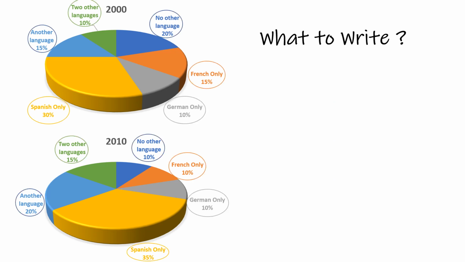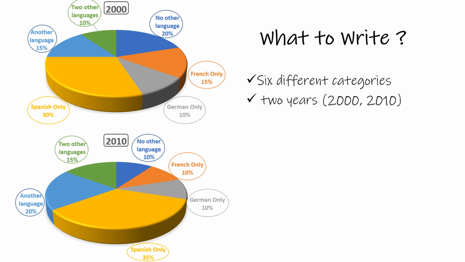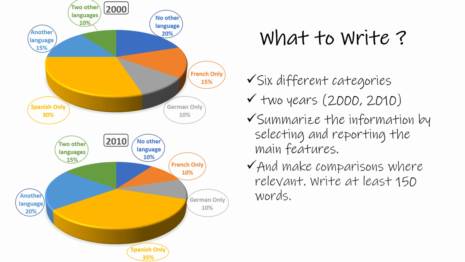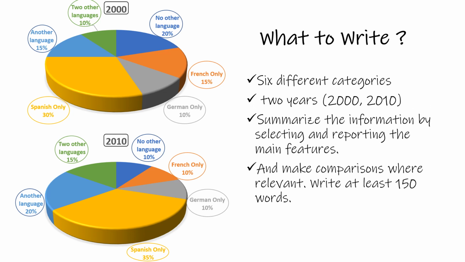Let's understand what we will write from it. In this task, there are 6 different categories and 2 different years. From these you have to write a summary and only write the main trends or the prime features of the graph. Warning: never explain or write all the information provided in the graph. Otherwise, you may lose your desired score.